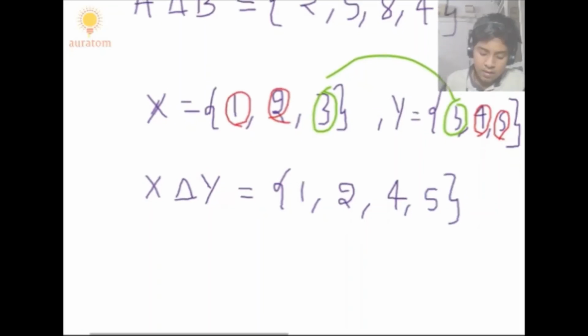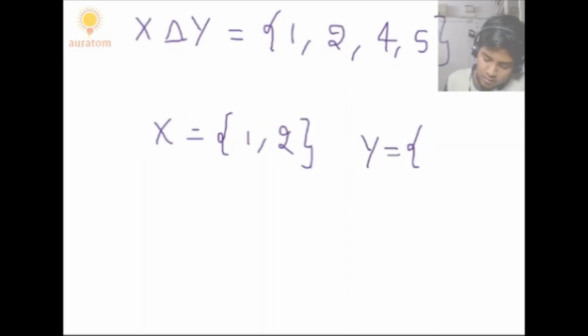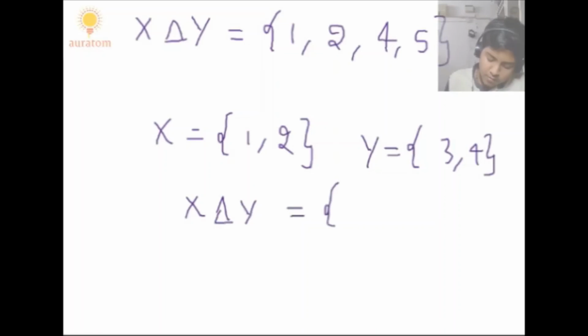And by the way, if we have an example like this, where x contains elements 1, 2 and y contains elements 3, 4, so there is nothing common to x and y, then in the symmetric difference we include all the elements from x and y. It's just like the union, right?